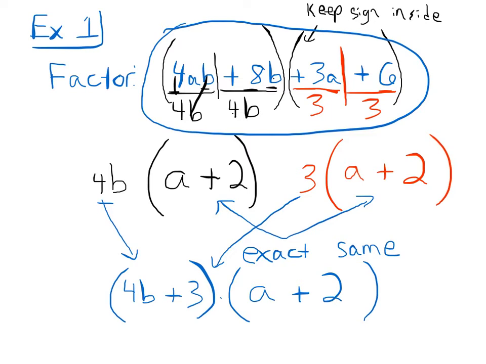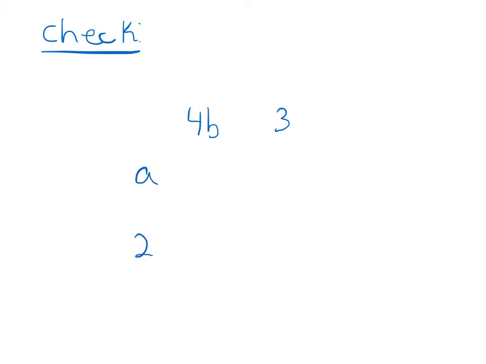Okay, hopefully you said that we can just multiply these. And how do we multiply these? We use a box method. So let's check it real quick. So our check, we can multiply. I said that my answer was a 4b and a positive 3, and then it was also an a and a positive 2.